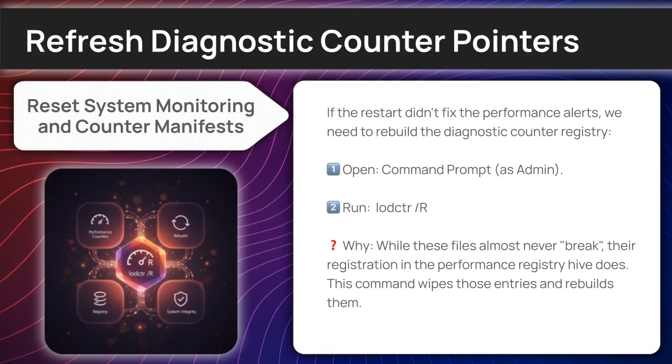If the restart didn't fix the performance alerts, we need to rebuild the diagnostic counter registry. First, open Command Prompt as admin. Second, you're going to type lodctr /r, then hit Enter.